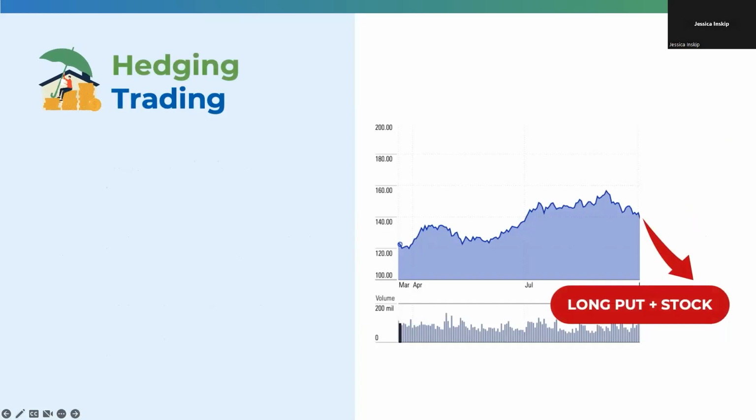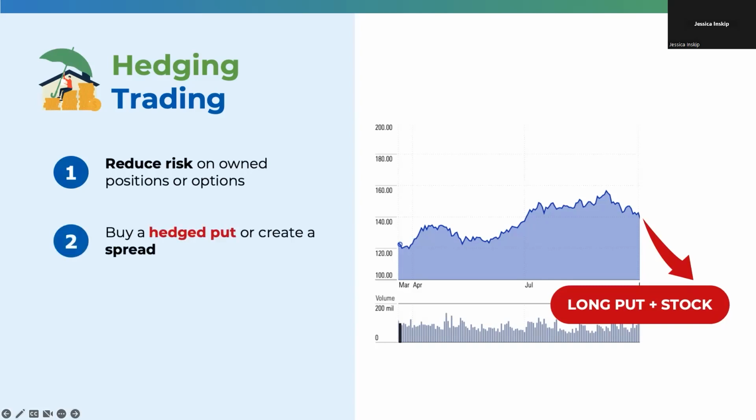Now let's talk about hedging. I gave you that example a little bit earlier, but it's intended to reduce risk on owned positions or even options. And a lot of this is utilized by creating what's called a hedged put or by creating a spread. So a spread is where we have multi-leg options because if you have an obligation and you want to mitigate unlimited or substantial risk potential, you can do that by having an offsetting long position, which is more advanced options trading, but nonetheless fits under these investment objectives.